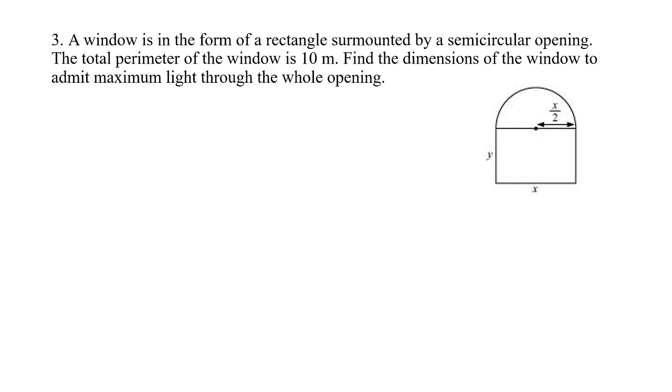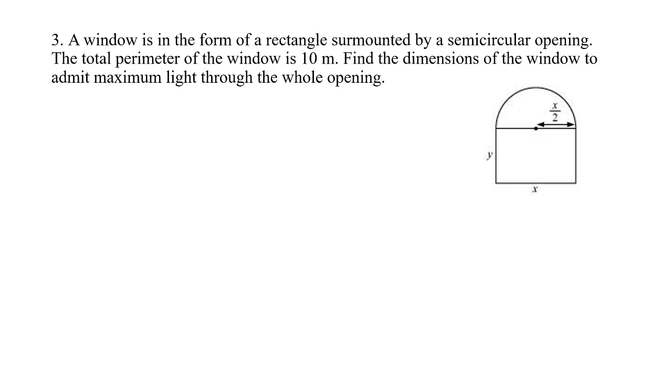A window is in the form of a rectangle surmounted by a semicircular opening. The total perimeter of the window is 10 meter. Find the dimensions of the window to admit maximum light through the whole opening.